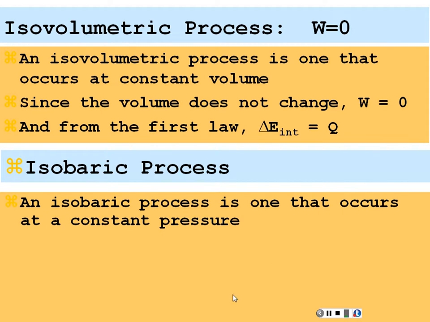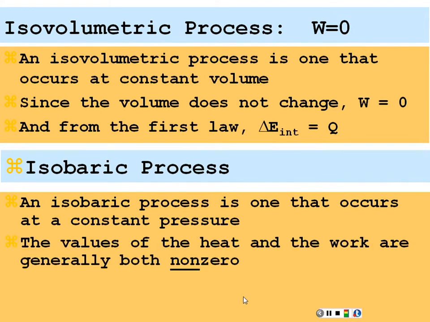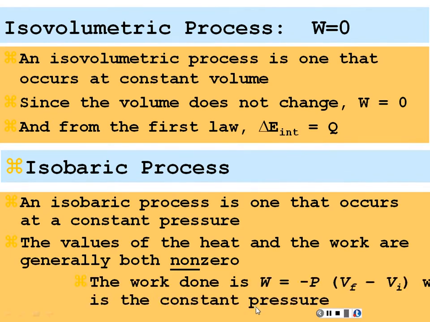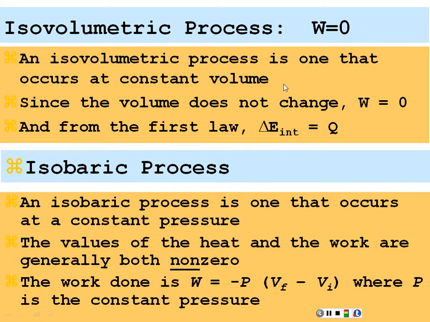An isobaric process is one that occurs at constant pressure. The values of the heat and the work generally would not be 0. The work done is the negative pressure times the change in volume in this case, where the pressure would be constant for an isobaric process.